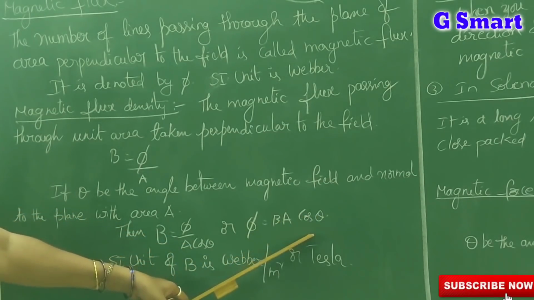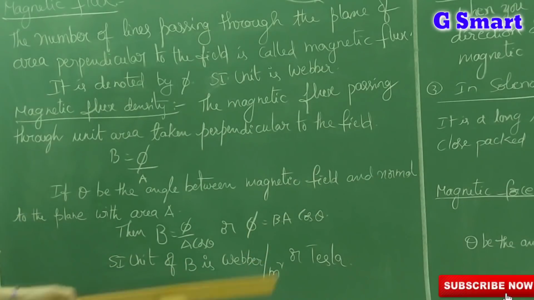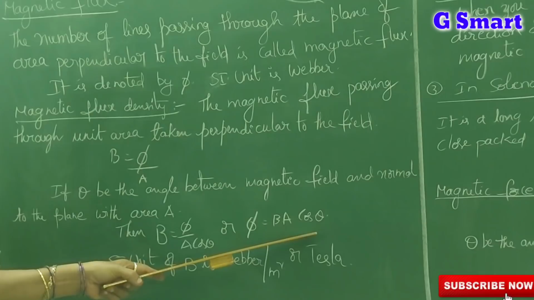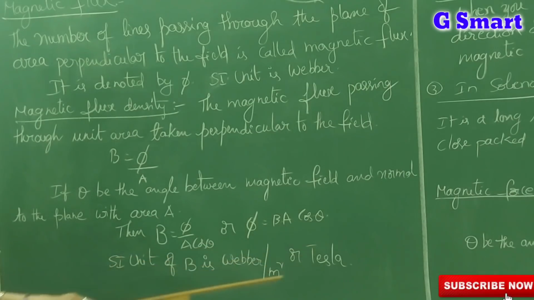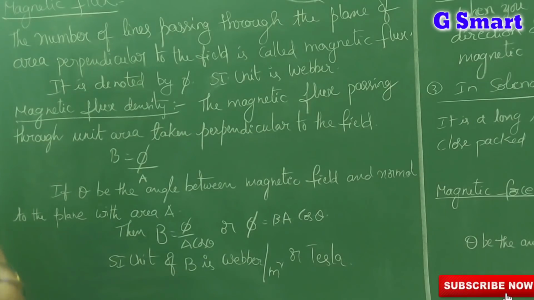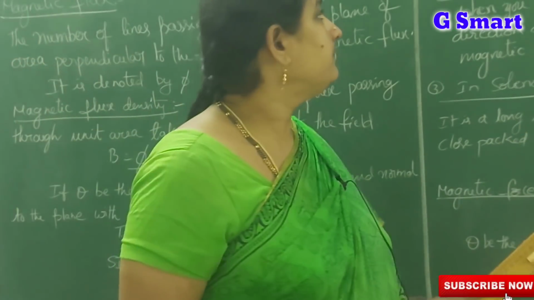So what does it mean? Magnetic flux is a scalar. By taking the dot product of two vectors, we get a scalar. The cross product of two vectors gives a vector. The SI unit of magnetic flux density B is Weber per meter square. Another name for Weber per meter square is Tesla.